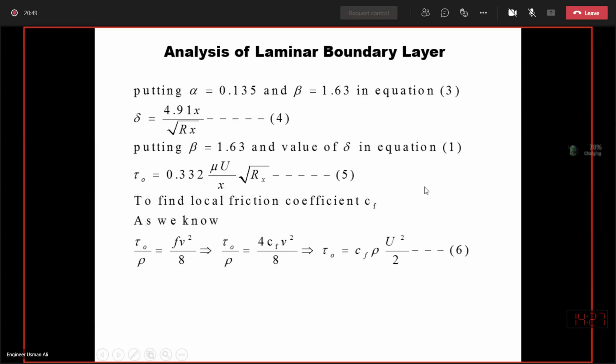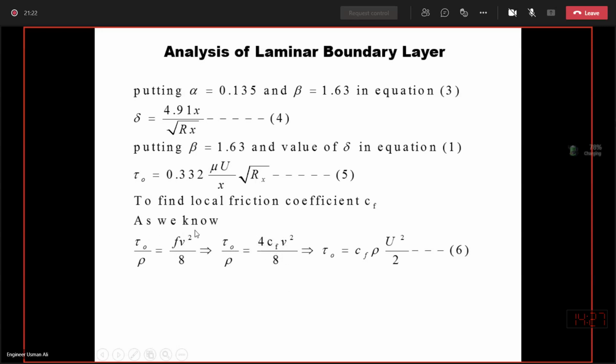Now next is to find the local friction coefficient. This is the friction coefficient at any distance x from the leading edge of the plate, which is called the local friction coefficient. And we know that tau naught over rho is f v square over 8. f is the friction factor, and Cf is the coefficient of friction. And there is one relationship between them, that the friction factor is equal to 4 times the coefficient of friction.